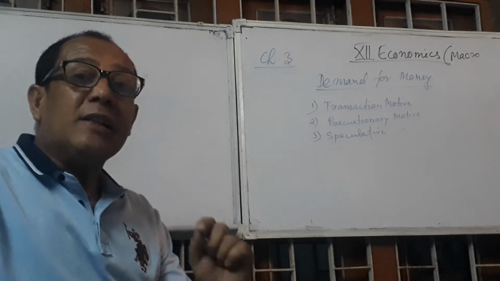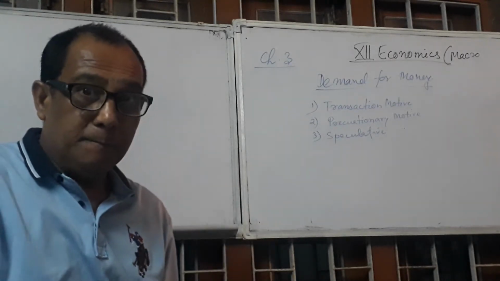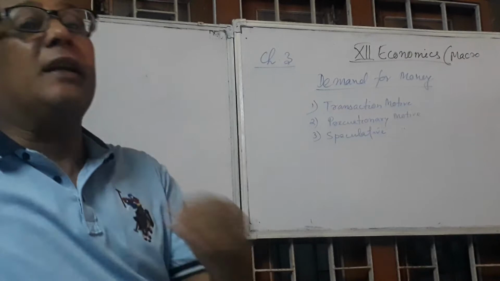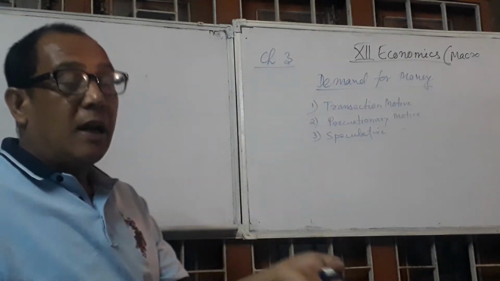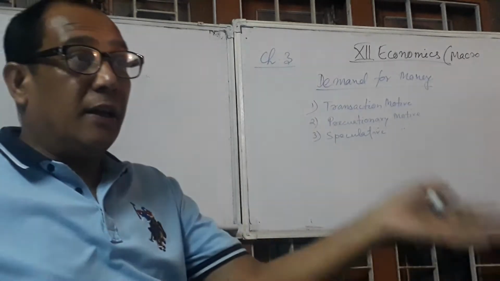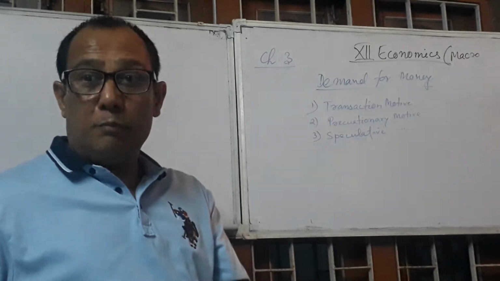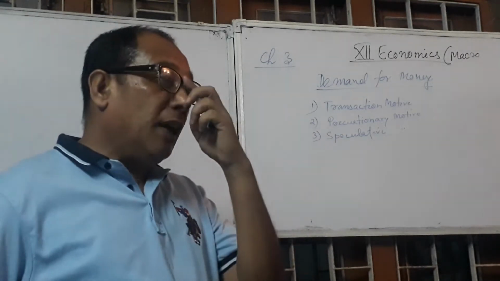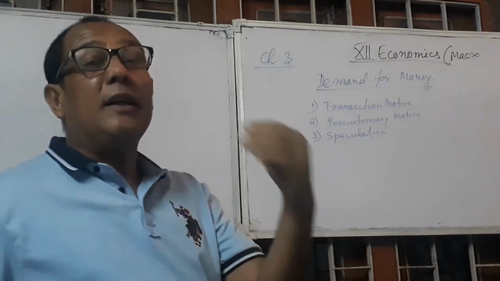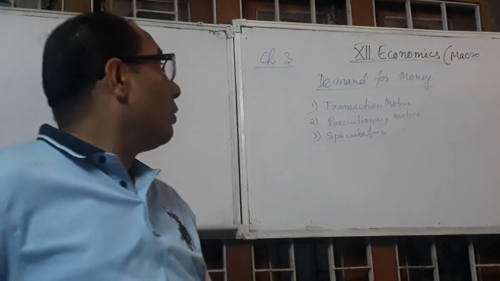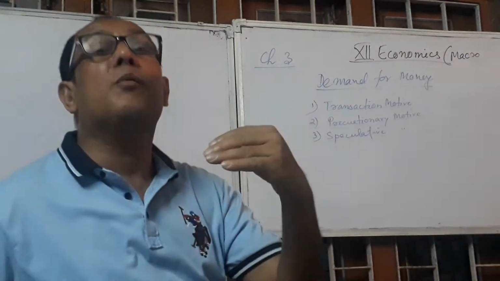First of all, the transaction motive. People demand money for day-to-day transactions, because daily they need so many goods: vegetables, rice, Colgate, brush, copy, pencil, book. To fulfill their daily needs, they have to make transactions. When people demand money for transactions, that is called the transaction motive.